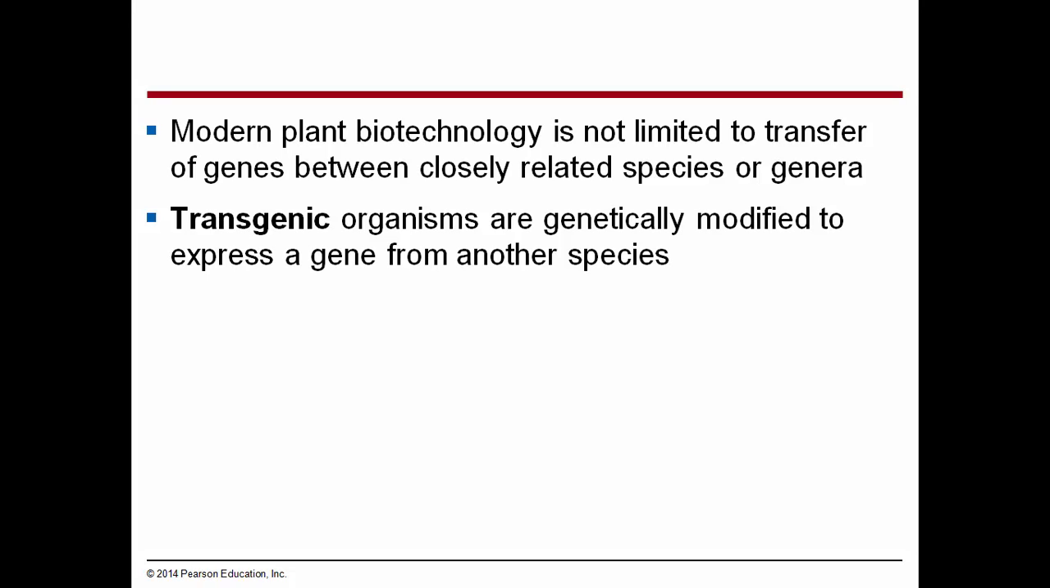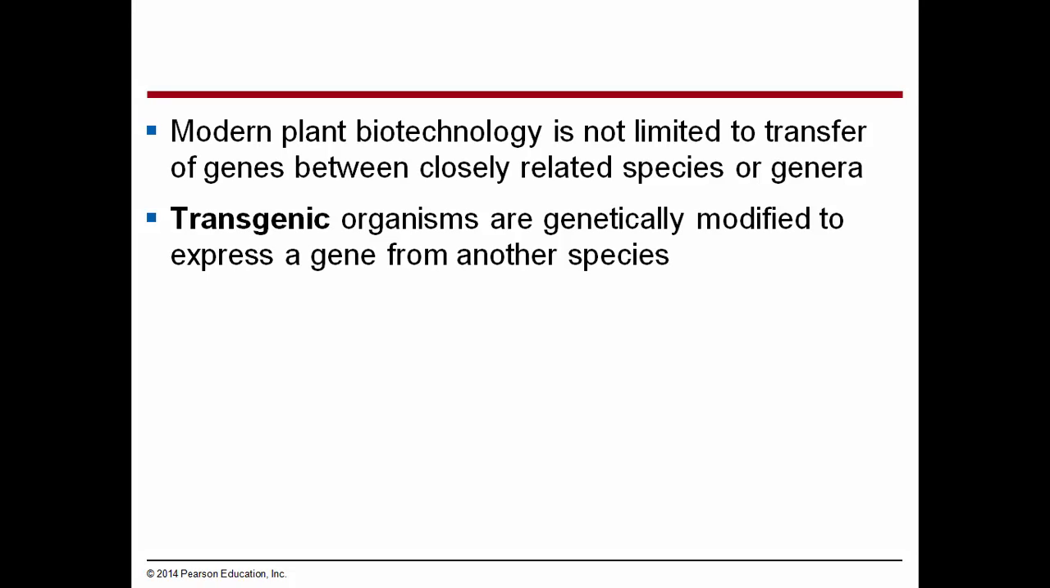Modern plant biotechnology is not limited to transferring genes between closely related species or genera. In traditional agriculture, in order to transfer traits between species, between plants, they have to be fairly closely related, in the same genus generally, or in the same family at the most. But they've got to be fairly closely related in order to transfer these traits using traditional agricultural practices.